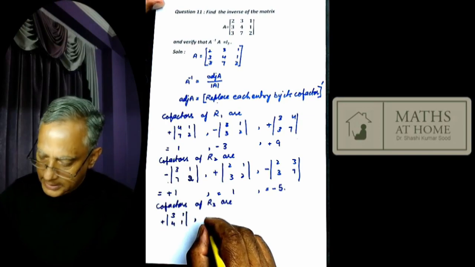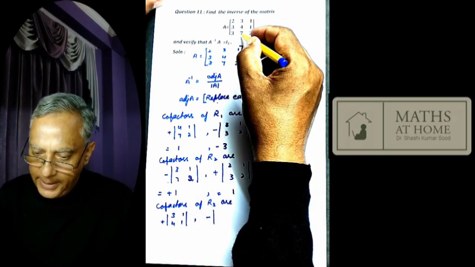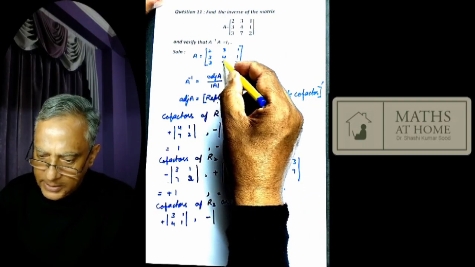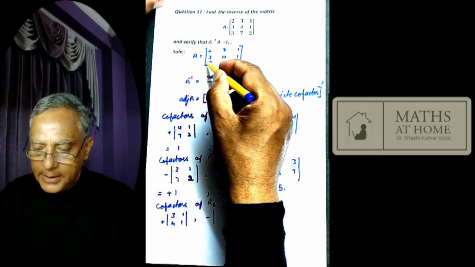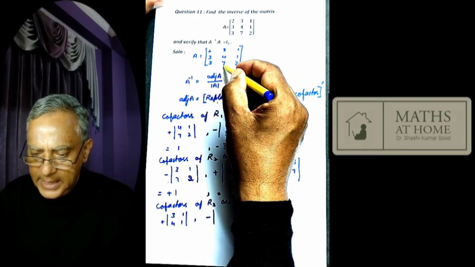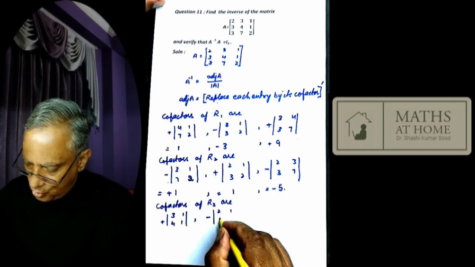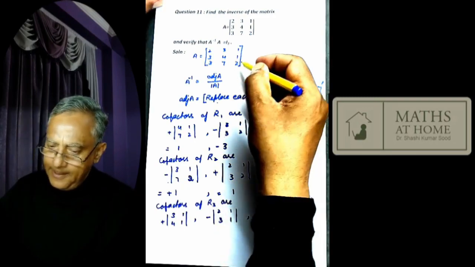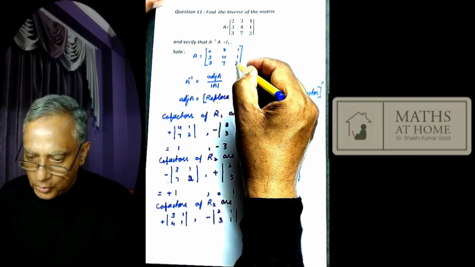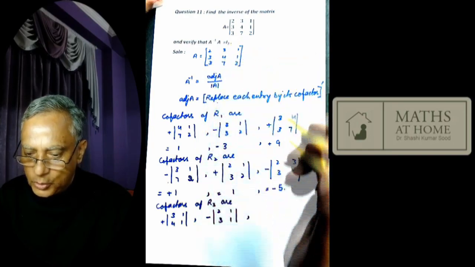And next will be negative. Now this is the place of the entry, the row and column in which the entry occurs. This entry occurs in this row and this column. So 2, 1, 3, 1. And next is this place. So this column and this row will be gone. We will be left with 2, 3, 3, 4.